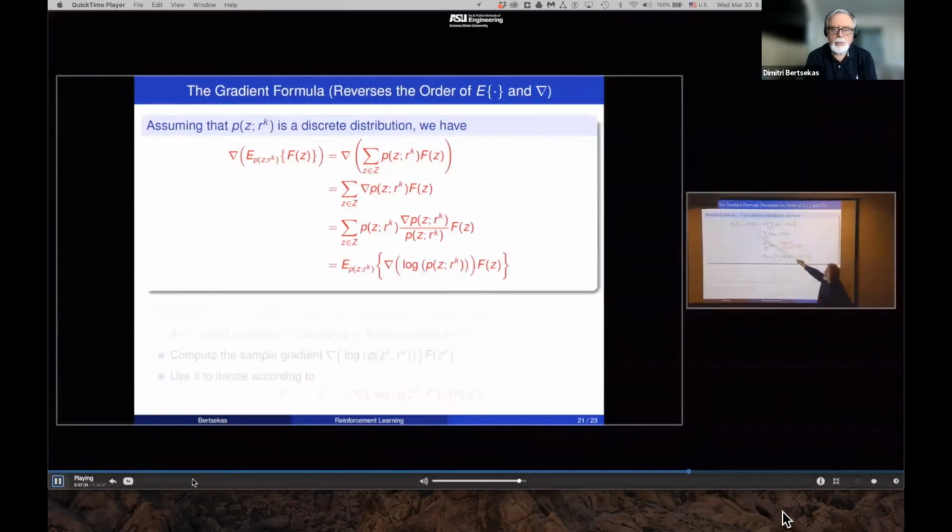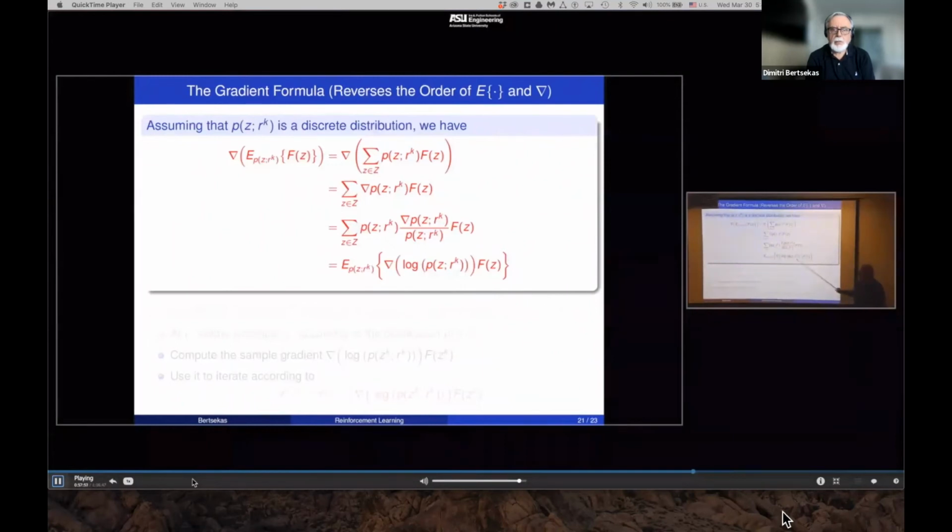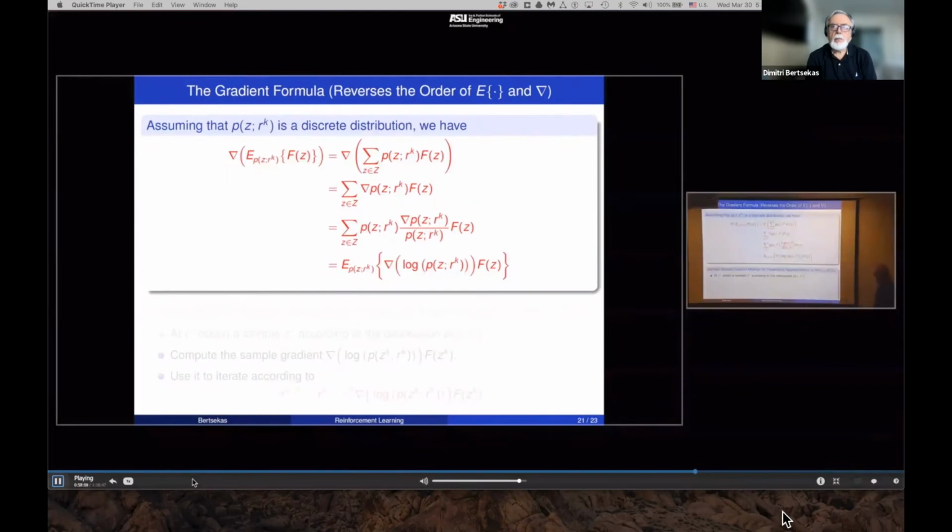So the gradient of an expectation has become the expectation of a gradient, and in particular the expectation is with respect to the parametrized probability distribution. So now here is my algorithm that uses this formula in place of that. We are not going to calculate the gradient here and use it in the gradient formula. Instead, we're going to take just a sample. For the current R_k, I'm going to take a sample of Z, and I'm going to use a sample gradient in place of the full expected value.